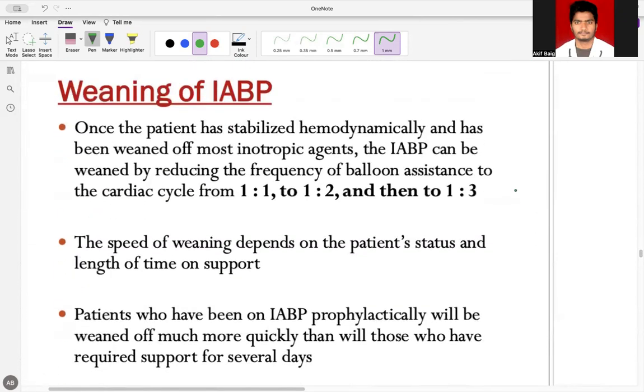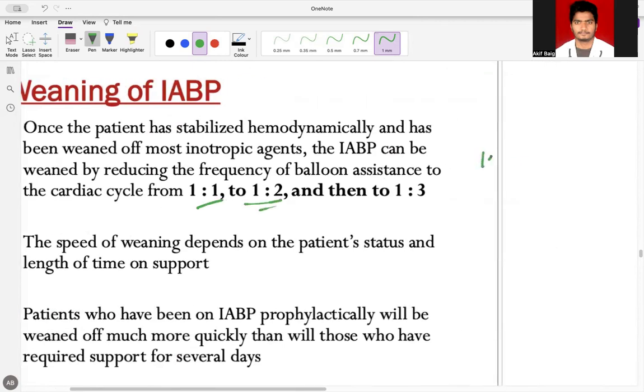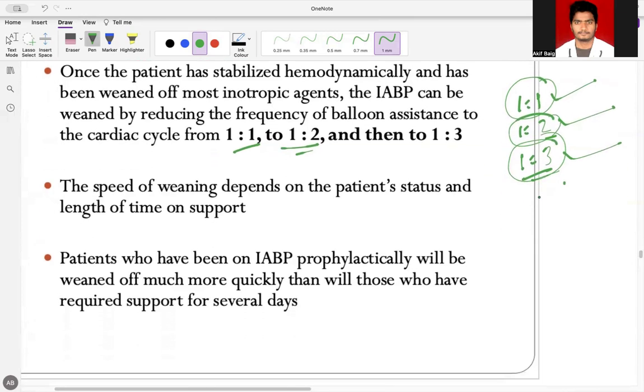Weaning of the IABP. Here you have settings like 1:1, 1:2, or 1:3 of the cardiac cycle. What do we mean by that? If every cardiac cycle is to be augmented, you keep it at 1:1. If it is every alternate beat, then 1:2, which means every second cycle will have a diastolic augmentation, and 1:3 means only every third beat will have a diastolic augmentation. Patients are usually kept on 1:1, and whenever we are trying to wean, you decrease it to 1:2 and then to 1:3 to see how the patient is responding.